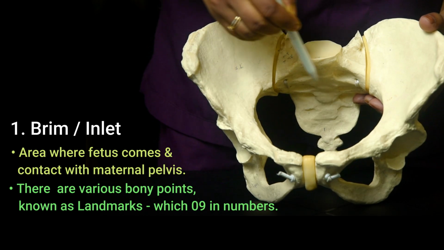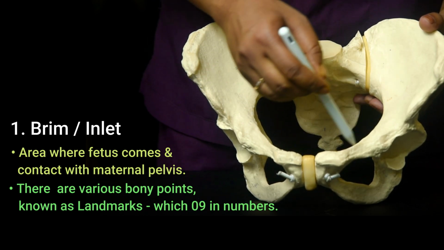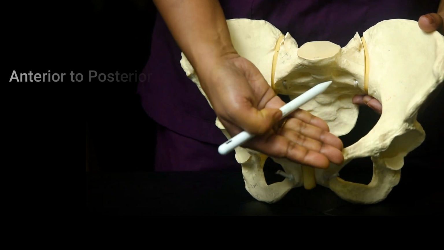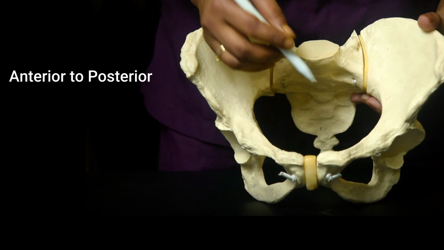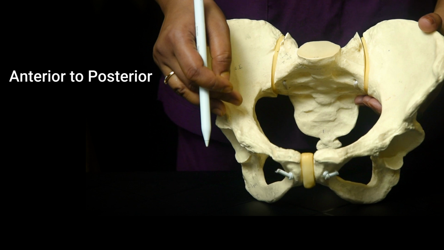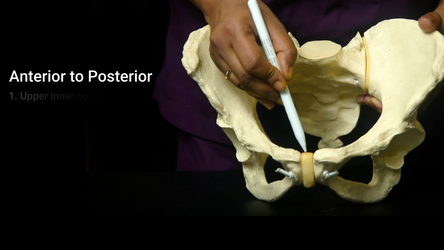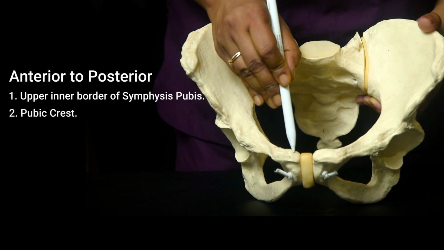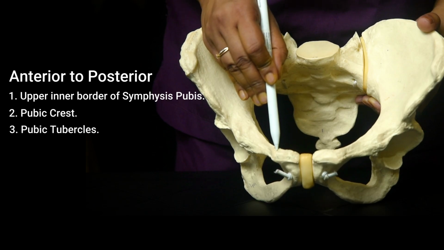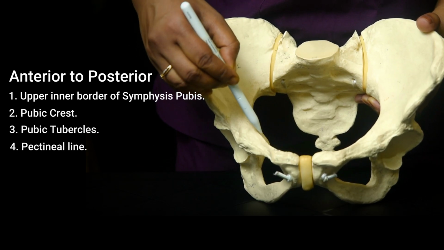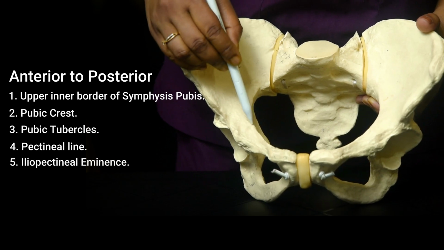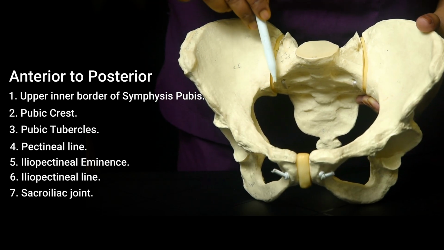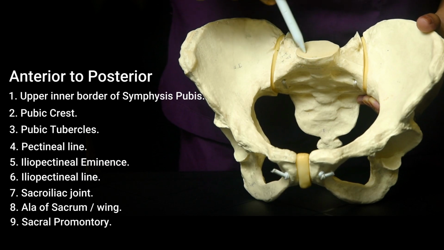These are the bony projections, the landmarks in the pelvic inlet, which are 9 in number. If I start the landmarks from anterior to posterior, they are as follows. First, the upper inner border of symphysis pubis, pubic crest, pubic tubercles, pectineal line, iliopectineal eminence, iliopectineal line, sacroiliac joint, ala of sacrum, and sacral promontory.